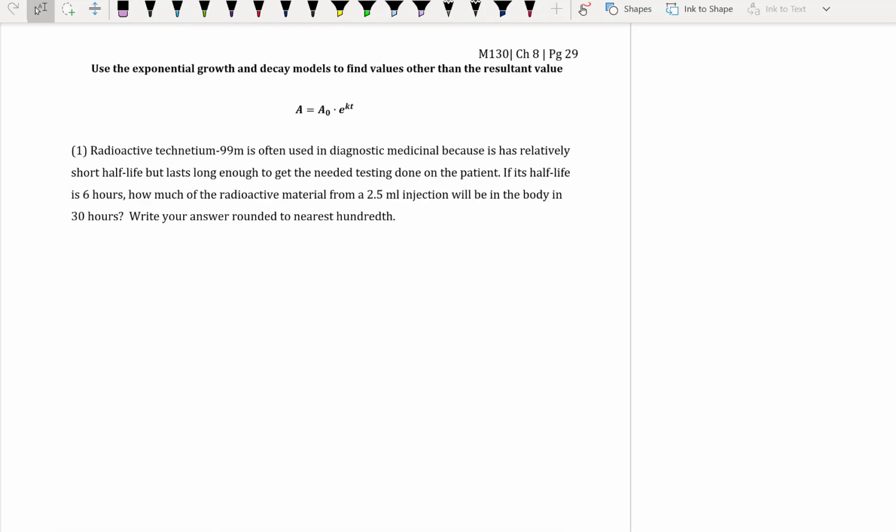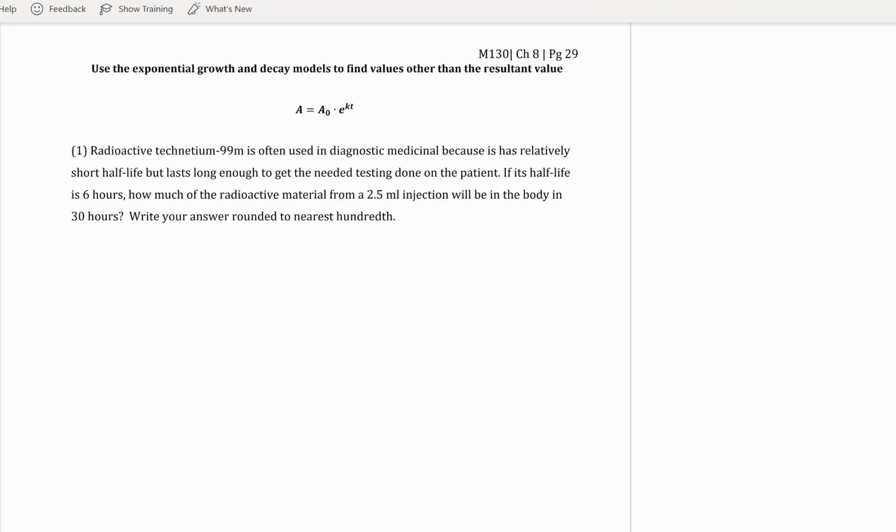Now, we are going to have a different formula. We're going to use this formula when we use the exponential growth and decay models to find the values other than the resultant value. So for example, number 1, it says this radioactive element is often used in diagnostic medicine because it has a relatively short half-life but lasts long enough to get the needed testing done on the patient. If its half-life is 6 hours, how much of the radioactive material from a 2.5 milliliter injection will be in the body in 30 hours? Round your answer to the nearest hundredth.